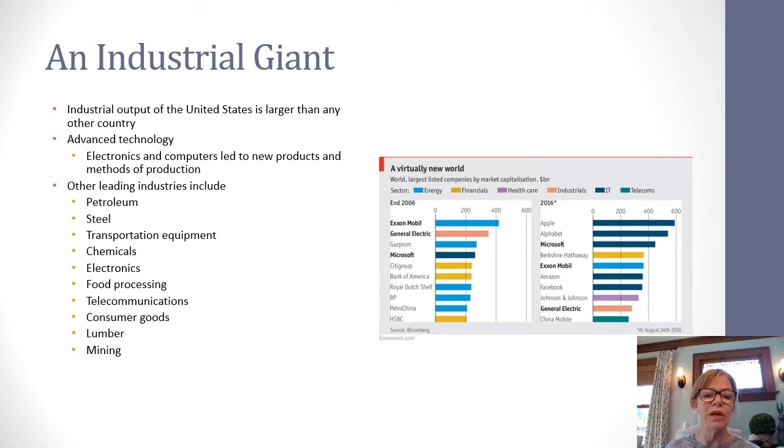Okay, an industrial giant, it kind of continues, right? Our output is pretty rapid. We have advanced technology, and this shows some of them. So here's our leading industries: petroleum, steel, transportation equipment, chemicals, electronics, food processing, telecommunications, all sorts of things, lumber, and mining.